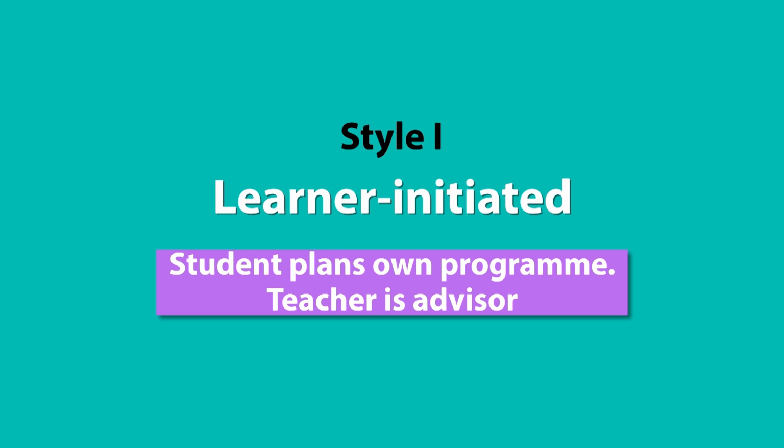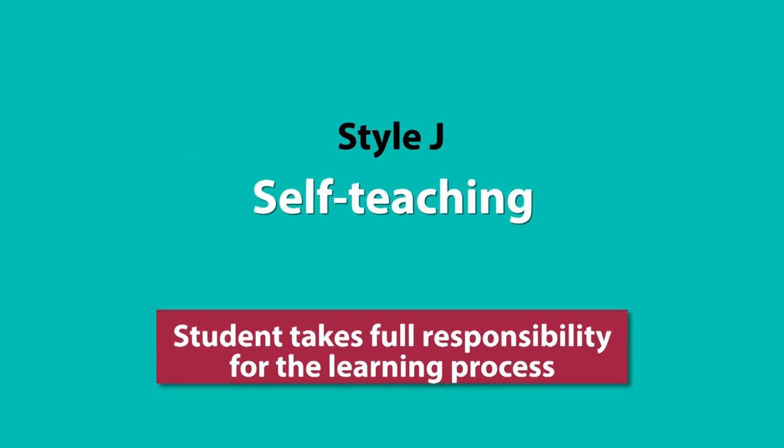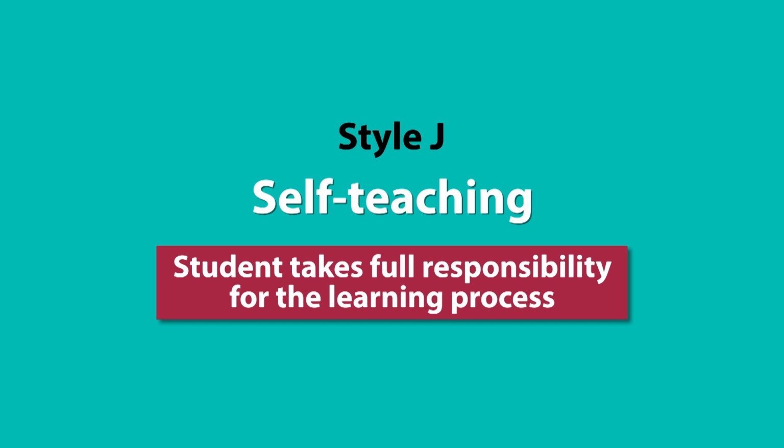Now in such a type of teaching style, the student plans their own program and the teacher acts as an advisor. The teacher advises the students, you can go like this or you can follow this strategy to achieve the learning objectives. And the last, that is style J, it is self-teaching learning style in which the student takes the whole responsibility, the full responsibility for the learning process. That means all the responsibility of the learning, how to achieve the learning objective, lies with the students. So this is another classification of teaching styles.